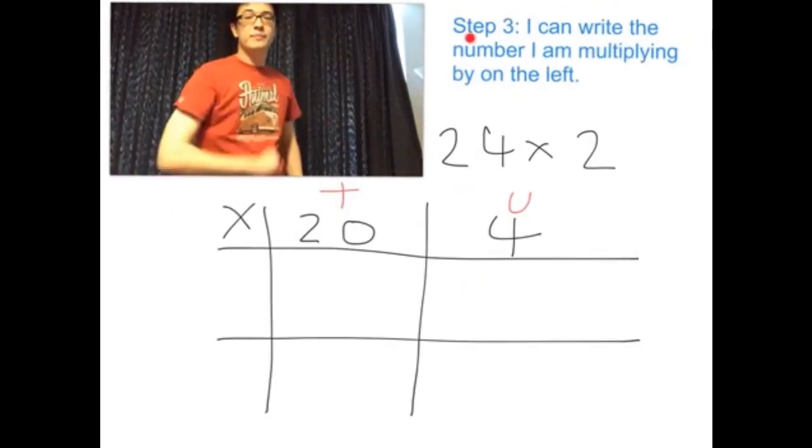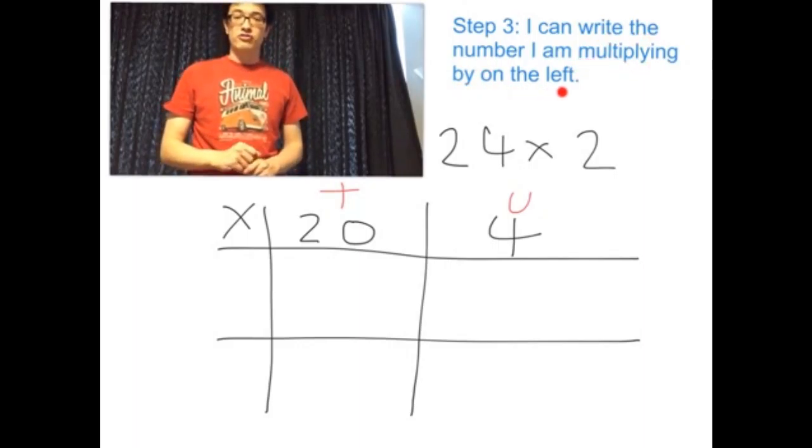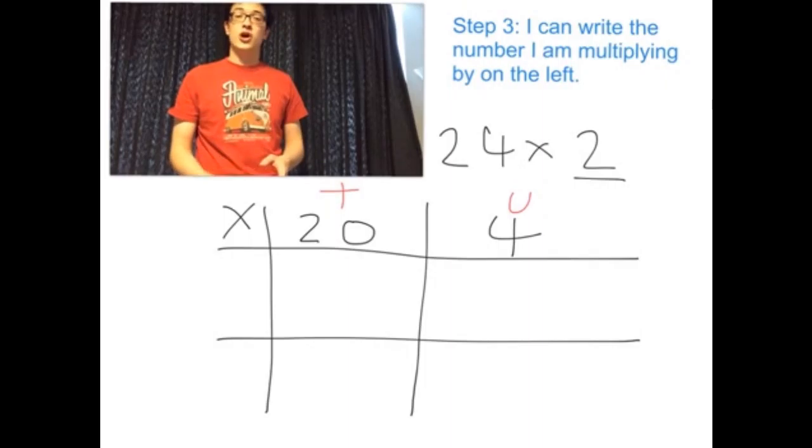Step 3. I can write the number I am multiplying by in the grid. The number we are multiplying here is 2, which means we need to write it on the left hand side of the grid. So whatever number you're multiplying by, it should go on the left part of the grid.